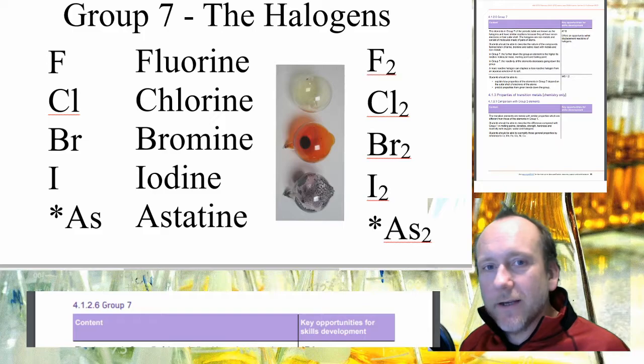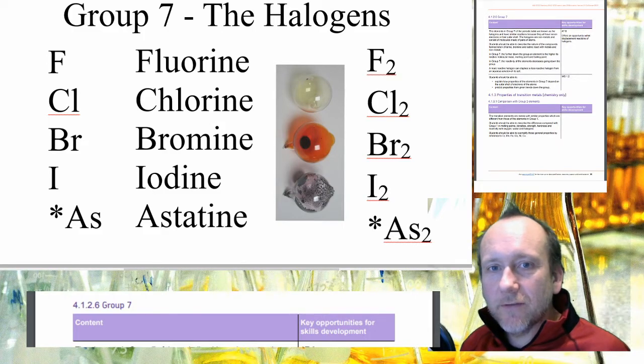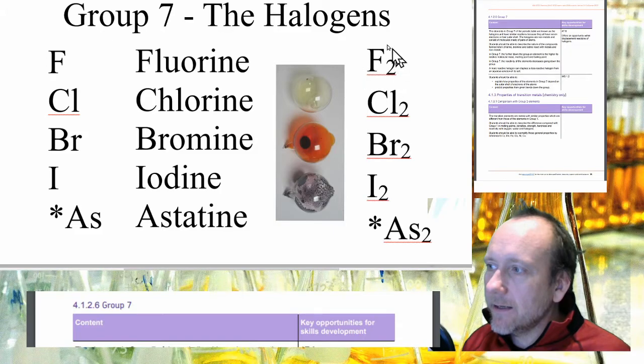In the specification it says the elements in Group 7 are called the halogens and the compounds they make are called halides. Halogens are non-metals and they exist as twin atoms. So you've got fluorine as F2, chlorine is Cl2 and so forth.